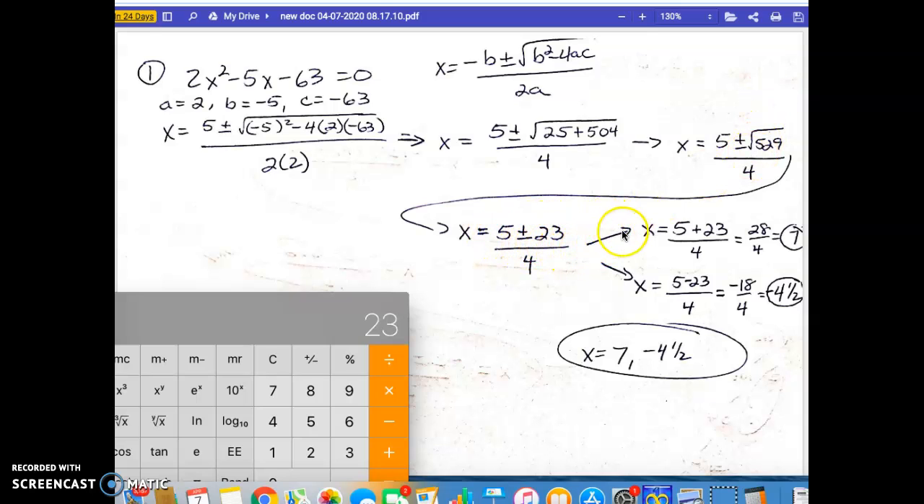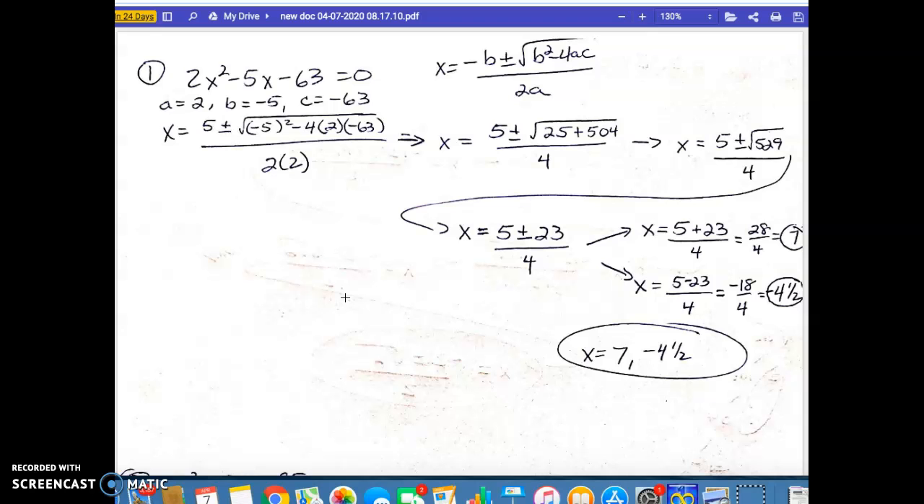From there, you'll see these two arrows. I split it into two problems. One problem with the plus from the plus or minus. One problem with the minus from the plus or minus. So here's where you would split it. Then add the top, which is 28 over 4, so that gives you a 7. Do the other one, which is negative 18 over 4, which gives you negative 4.5. And those are your two solutions. So that's number 1. That should help out going through with those actual numbers. I've got a couple more for you here.